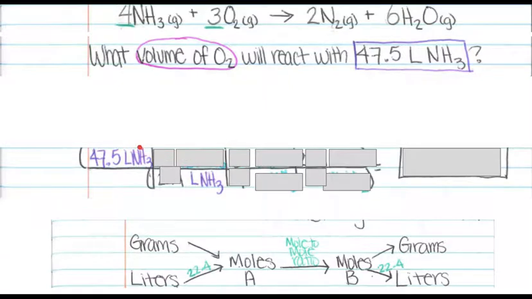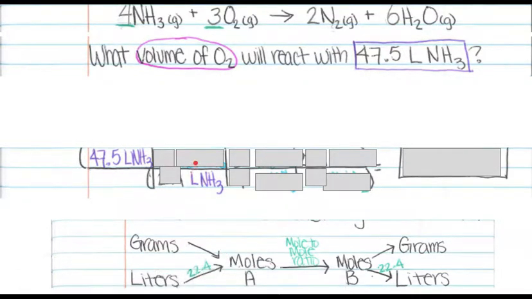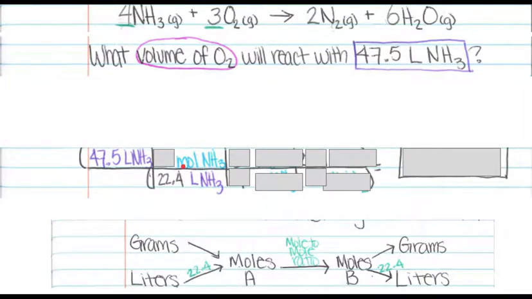Then we know what goes up must come down. And in this first step, I know I'm going from liters to moles. So I know that the unit at the top is going to be moles of ammonia. The numbers here are a conversion factor. I'm just trying to get from liters of ammonia to moles of ammonia. So I use 22.4 liters of ammonia in 1 mole of ammonia. And that will get me out of liters and into moles.